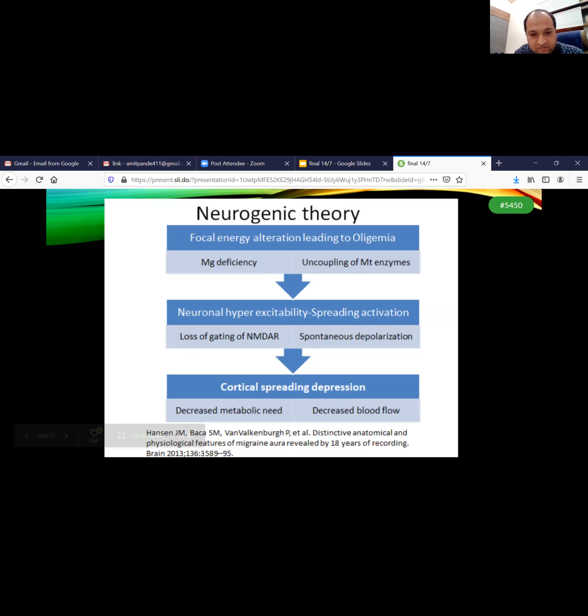So you can get this reference: distinctive anatomical and physiological features of migraine aura revealed by 18 years of recording, from Brain 2013. So focal energy alterations lead to oligoemia, and this is the initiation for CSD, that is cortical spreading depression. I'm sorry. Okay, moving ahead.